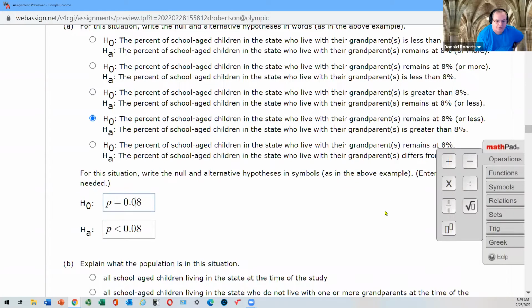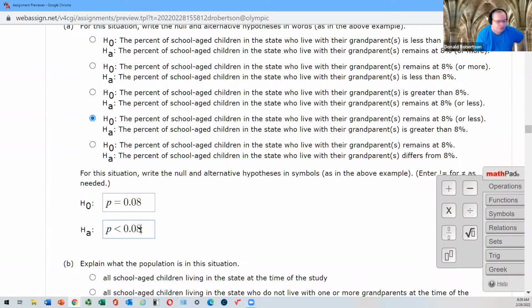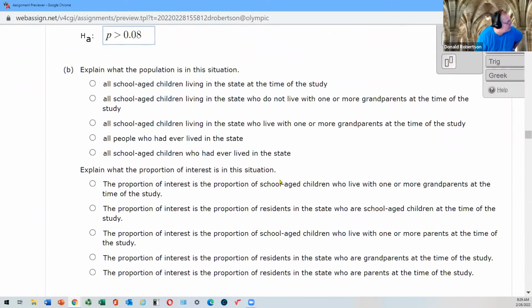So that's what it would look like, right? 8% live with the grandparents. He thinks it's... why did I hit that button when I said greater? There we go. Oh, they're next to each other on the keyboard. They just hit the wrong key.